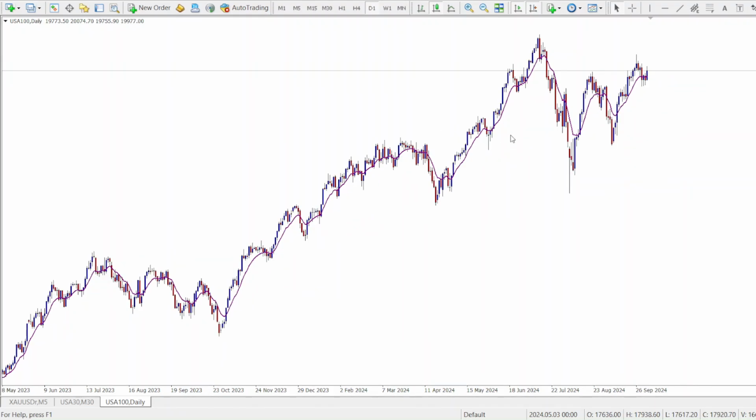Now the exponential moving average is a type of moving average that gives more weight to recent price data. The EMA emphasizes recent price data, making it more responsive to current market conditions. So this EMA helps traders to smooth out price fluctuations and identify trends more quickly.